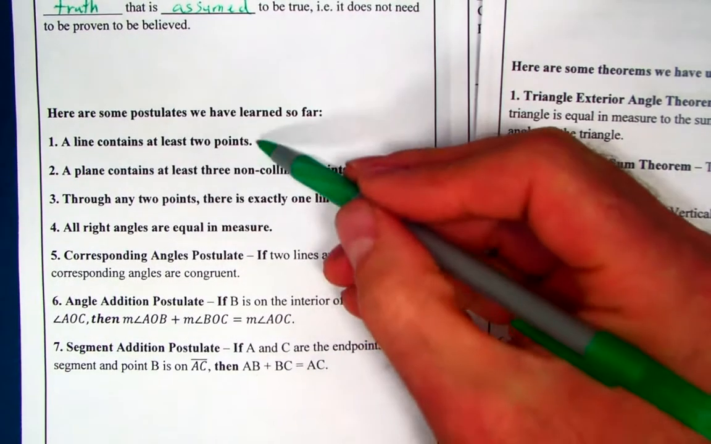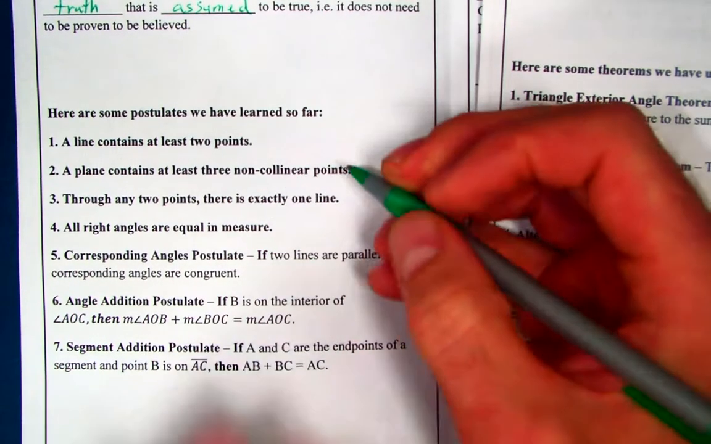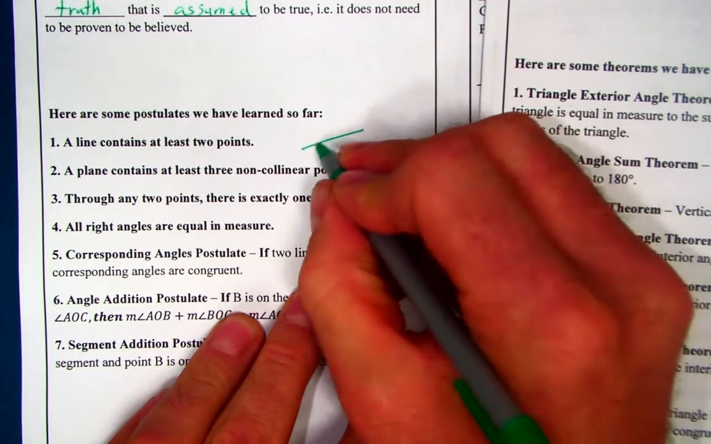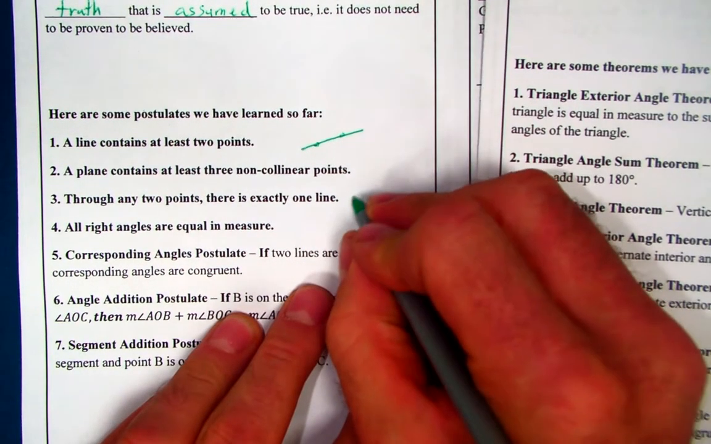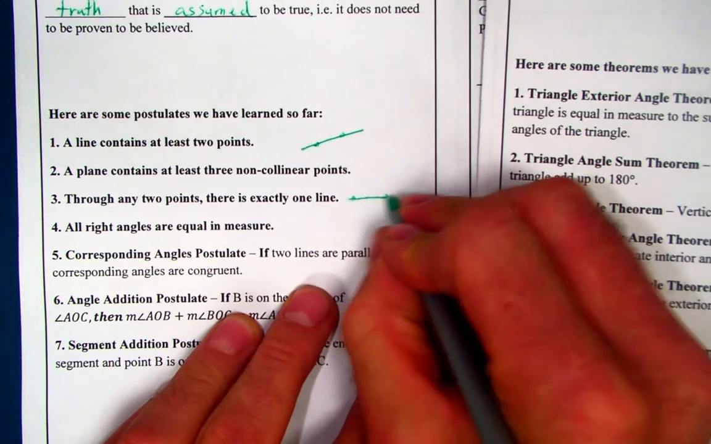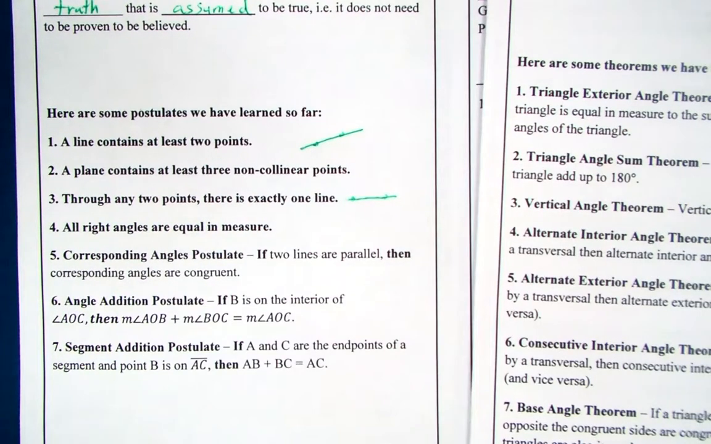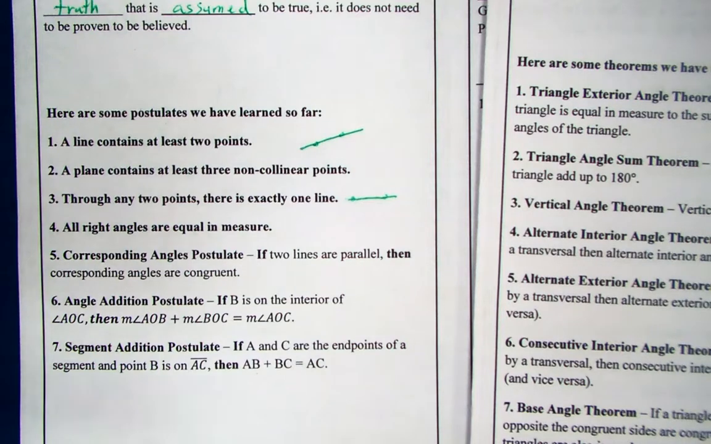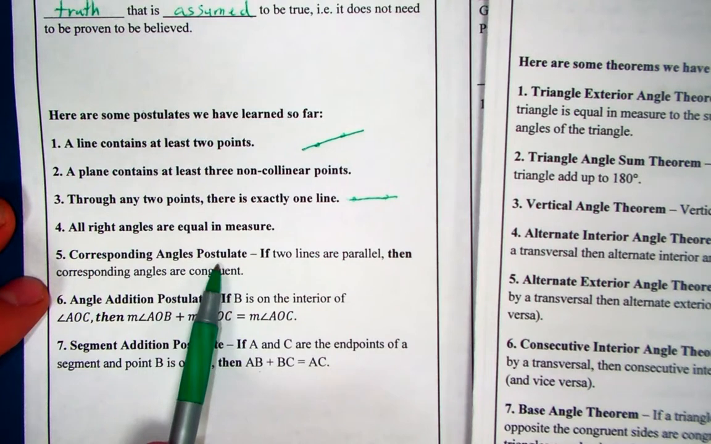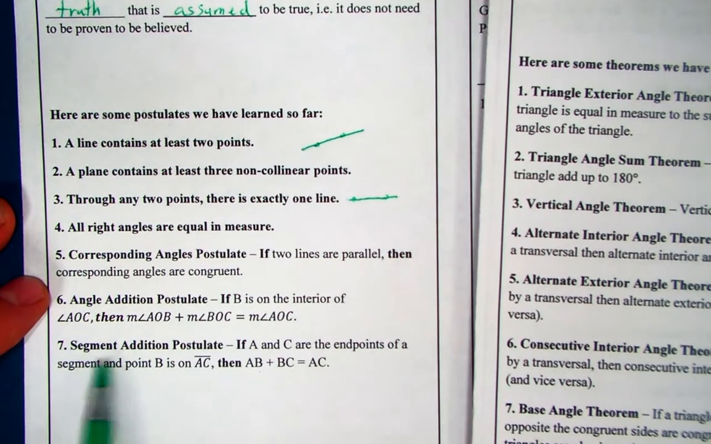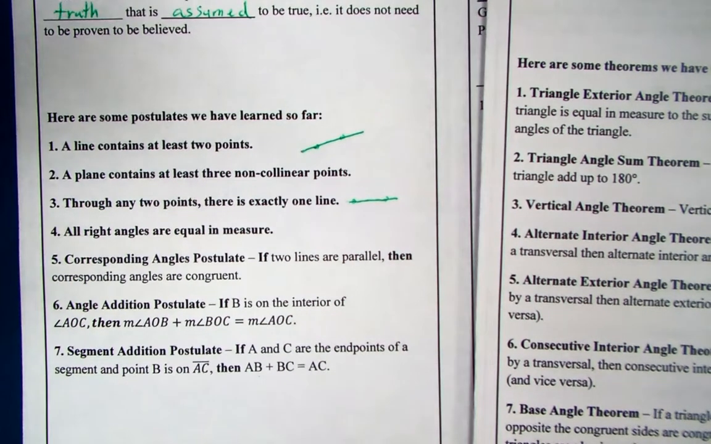Here's a few that we didn't name, that if you have a line, it has to go through at least 2 points, or kind of the converse of that. If there's 2 points, there's exactly one line that goes between them. Those are ideas that are very simple. They don't need to be proved in order to be believed, but they're kind of the building blocks that everything else is based on. And we also have the corresponding angles postulate, the angle addition postulate, and the segment addition postulate. These are kind of simple ideas that don't need to be proved.